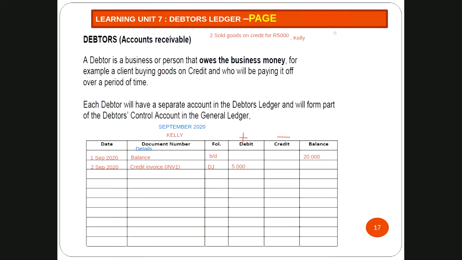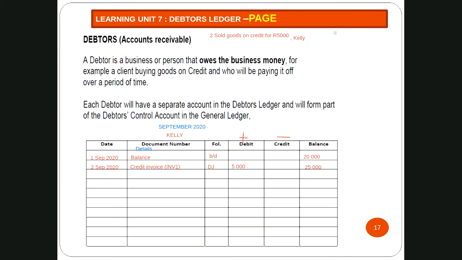Can you see now? So now, how much is the balance for Kelly? 25,000. Can you see? Easy like that. Meaning from the balance, let's say for example we had 20,000 and now we have 25,000. Every time we must find a new balance. So if I ask you, how much does Kelly owe you on the second? 25,000. Because initially, at the beginning, she was owing how much?